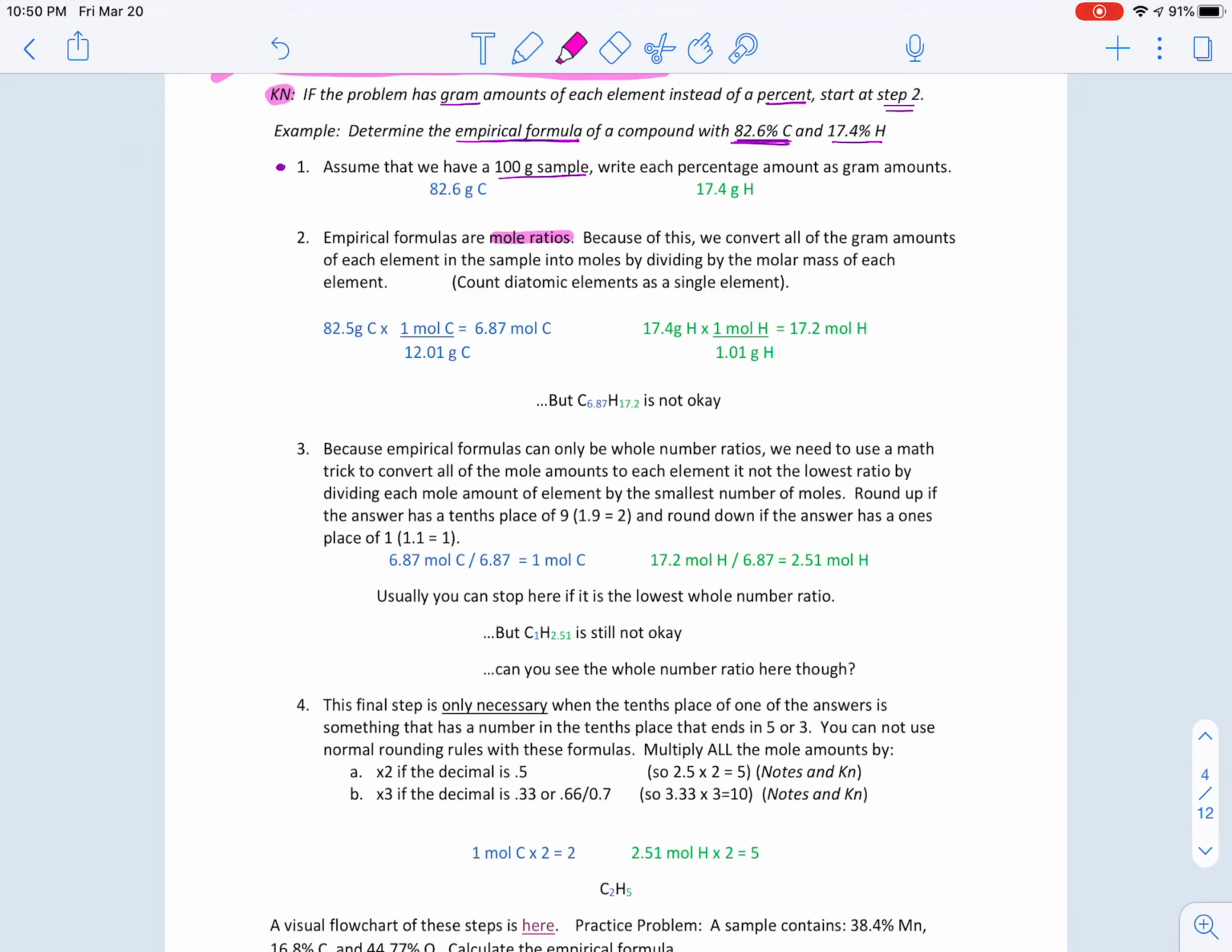So step 2. All right, here's the key thing. These are mole ratios. Those little numbers that go at the bottom of a formula, they're mole ratios. So we have to convert grams of each element in the sample into moles. Once we do that, we should have the formula. So you're going to divide by the molar mass. Remember, you can call that atomic mass, but that's the number off the periodic chart. So here we go. We got 12.01. Again, this is from the periodic chart.